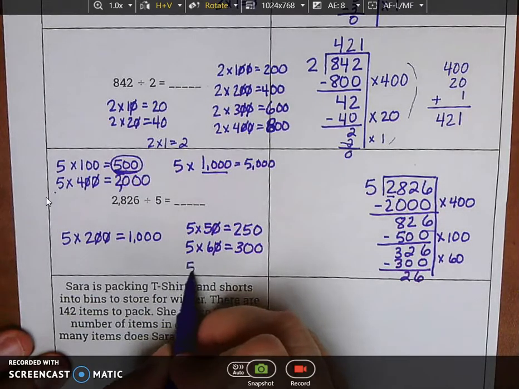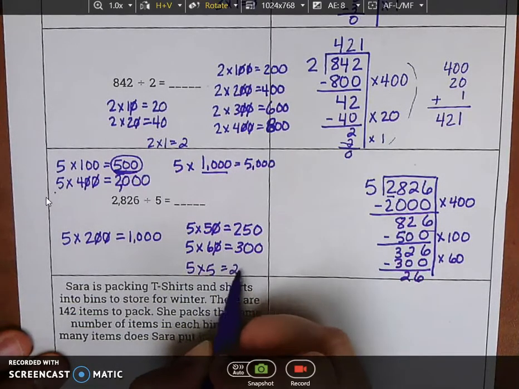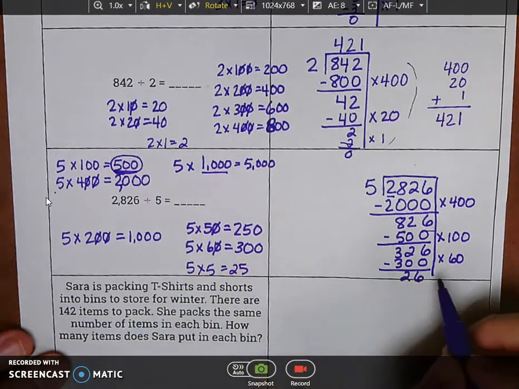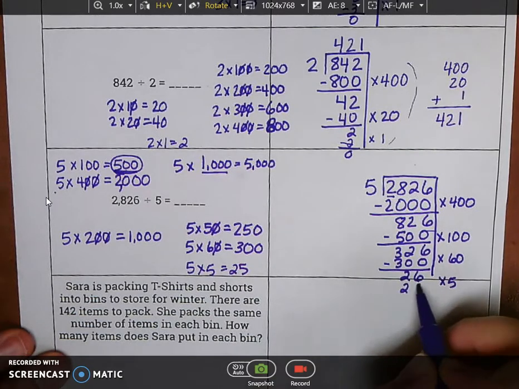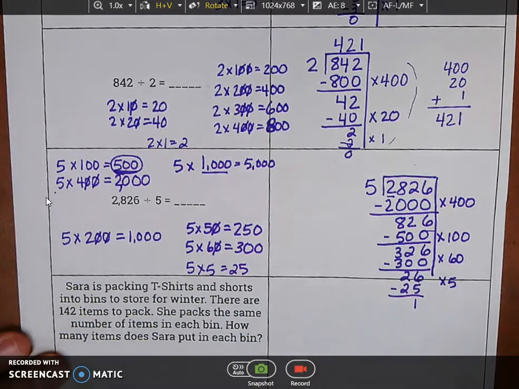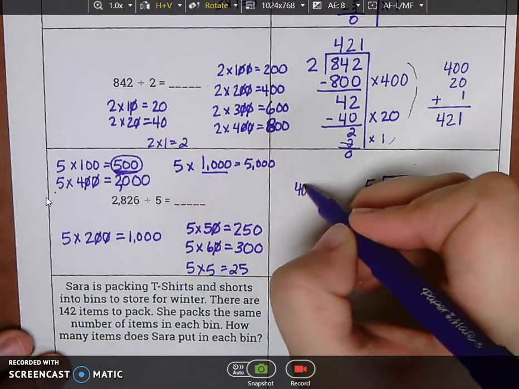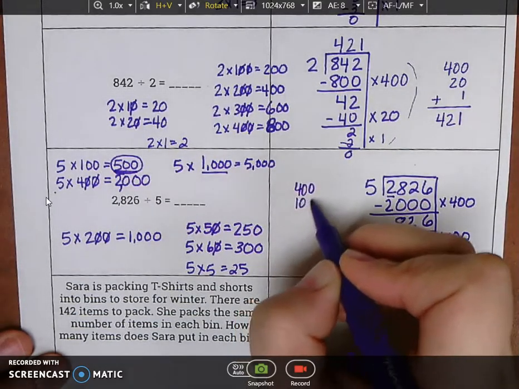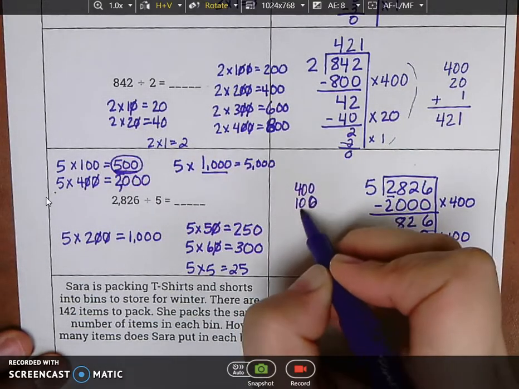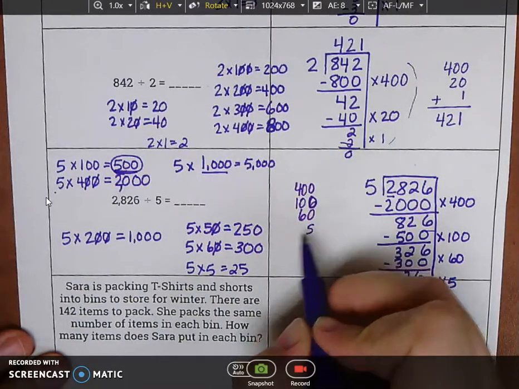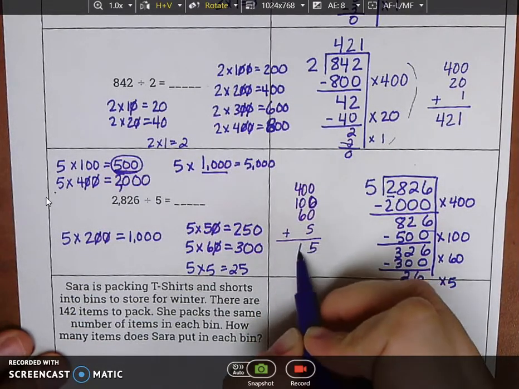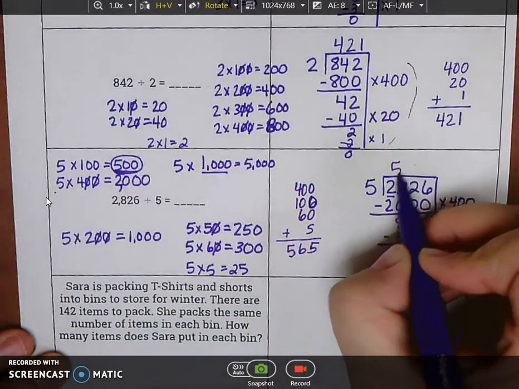And since I know my 5s, I know that 5 times 5 is 25, and that's the closest I'm going to get. So times 5 would be 25, and I'm left with 1. So add up my partial quotients here. 400 plus 100 plus 60 plus 5. And I would get 565.